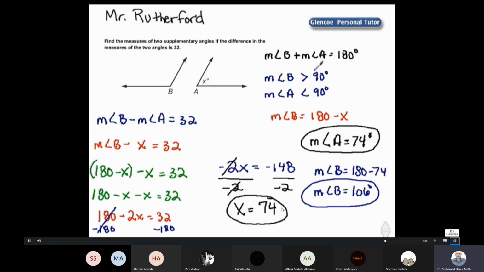Notice in the beginning we said that we thought the measure of angle B would be greater than 90 because it appears to be obtuse. Notice that the measure of angle B was 106 degrees. This is greater than 90. We also said that the measure of angle A should be less than 90 because it appears to be an acute angle. And notice we have the measure of angle A is 74 degrees, which is less than 90 degrees.